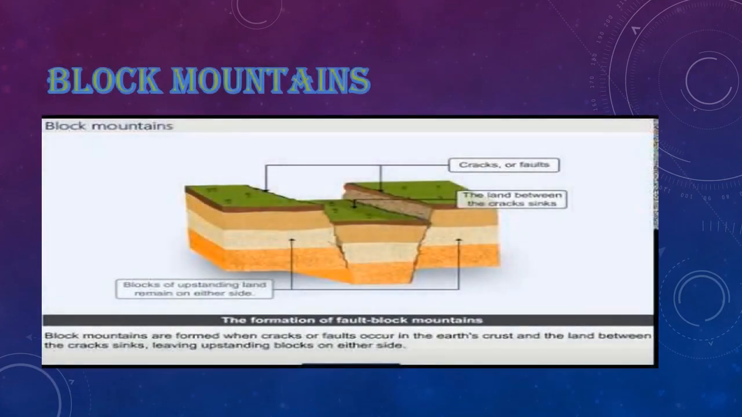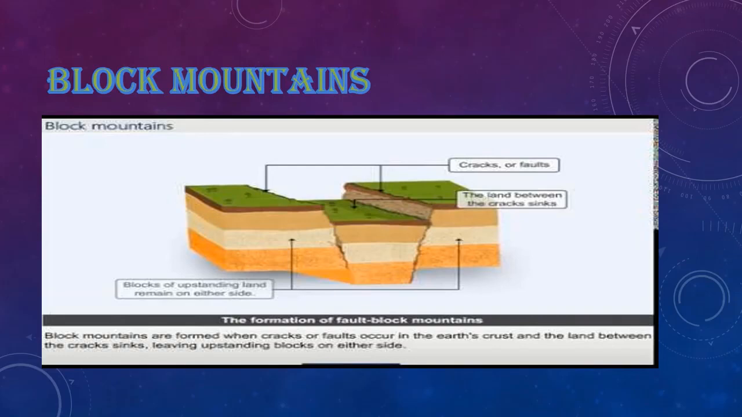Block mountains are formed when enormous underground pressure forces a whole rock mass to break away from another. The line at which this break takes place is called a fault. On one side of this break, the rocks rise. On the other side, they sink down.